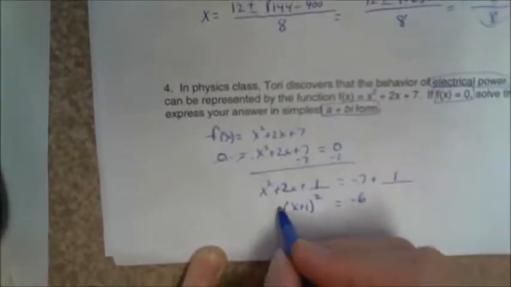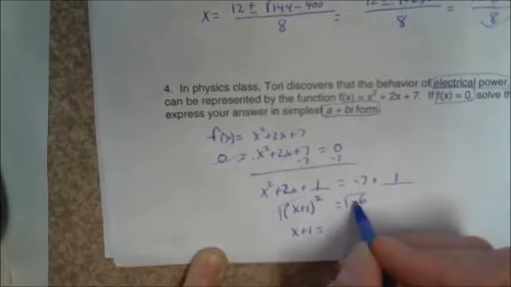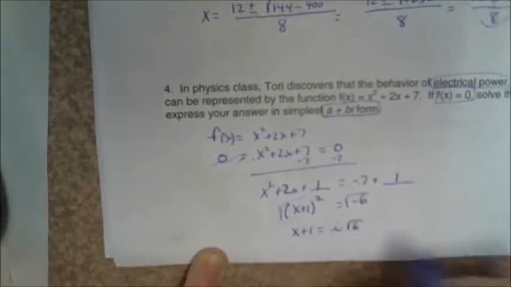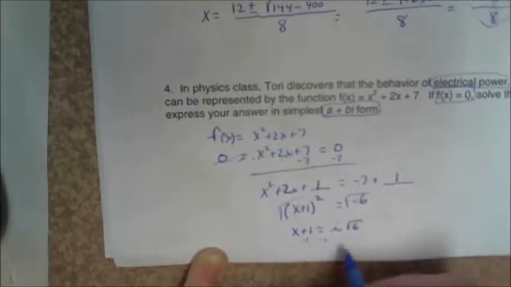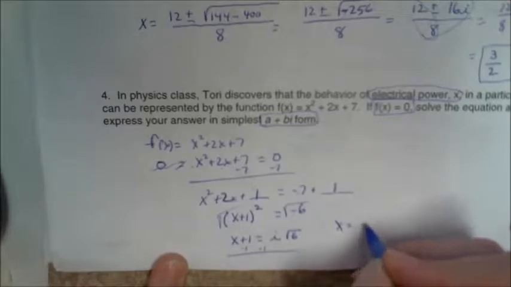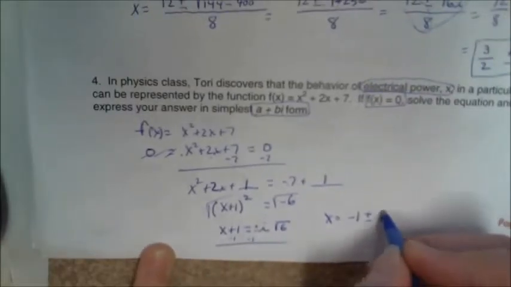You're going to take the square root of each side. So x plus 1 is equal to, this negative comes out and becomes an i, square root of 6. And then all you have to do is subtract 1 from each side, and you've solved this for x. x is equal to negative 1 plus or minus, I have to put a plus or minus on here, i times the square root of 6.